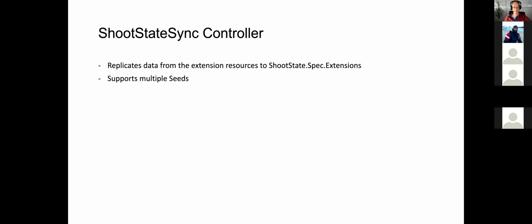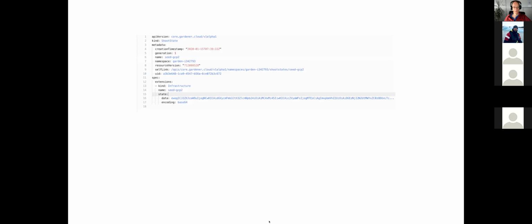And in the end, the shoot state looks like this. This is just a small example. Here we can see that under the extensions in the spec, we persist for every extension resource its kind, its name, and if it has a purpose, also the state that should be recovered during the migration. And that's simply it. Thanks.